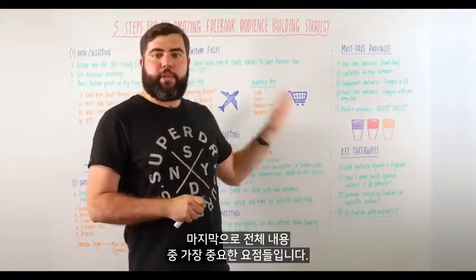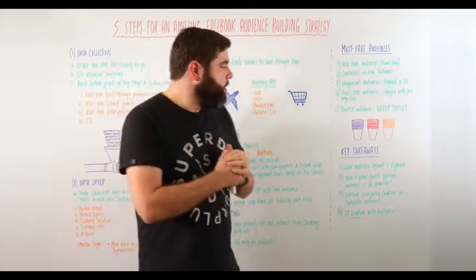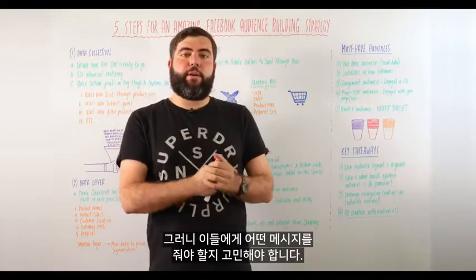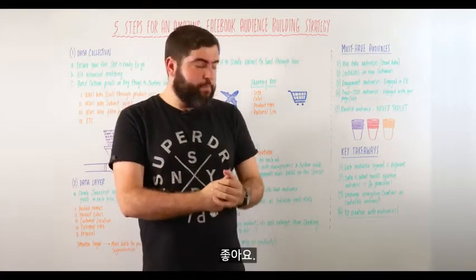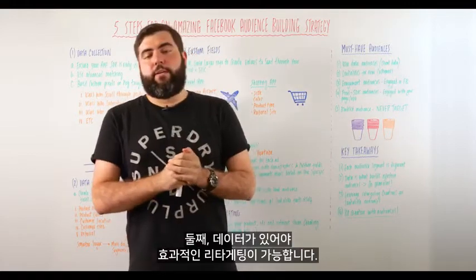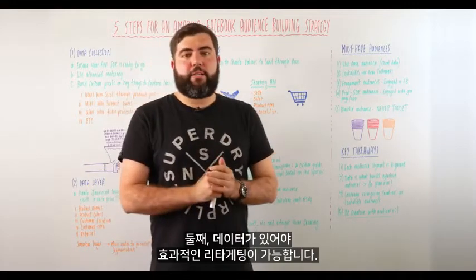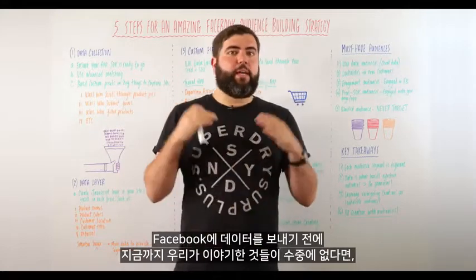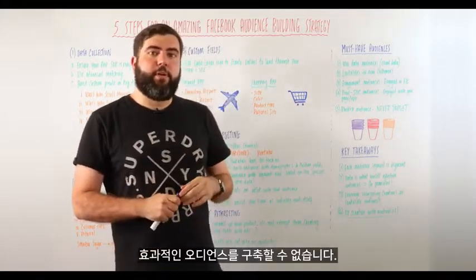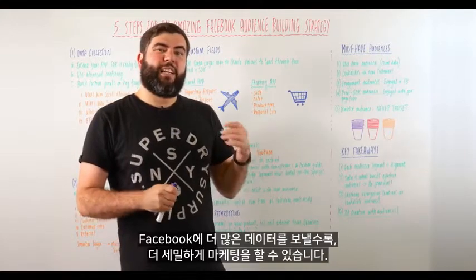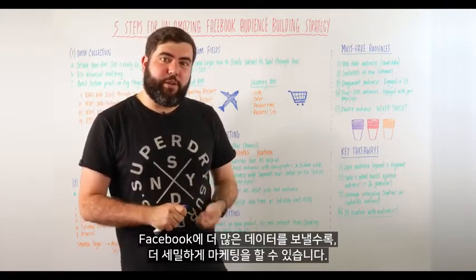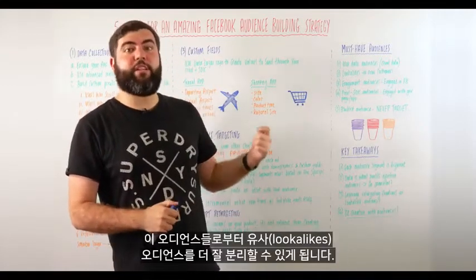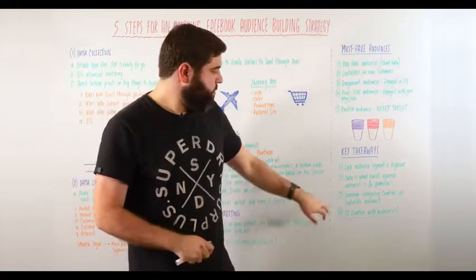Finally, the key takeaways from the whole presentation. First of all, don't forget that each audience is different. So you have to figure out what's the message you want to give them. Second, data is what provides us effective retargeting. If you don't do what we've talked about before, sending data to Facebook, you're not going to be able to build effective audiences. The more data you provide to Facebook, the more granular you will be able to go, the better the retargeting will be, and by default, the better the lookalikes will be out of those audiences.